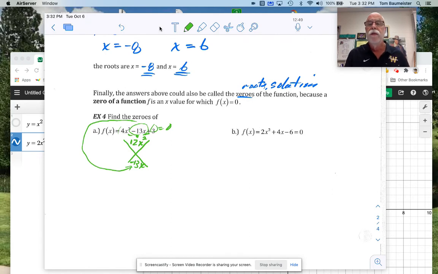So now, think to yourself, what are two numbers that, when I multiply them, give me 12x squared, yet when I add them, give me negative 13x?